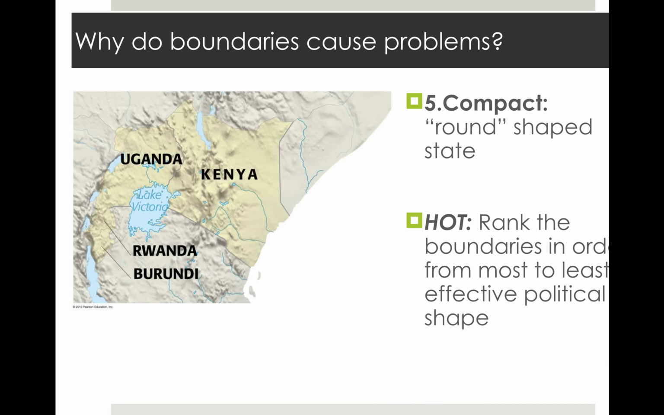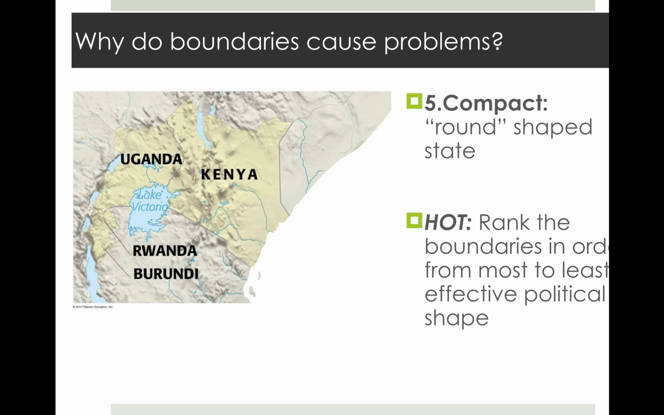A compact state is actually what most people would consider to be the ideal round-shaped state. Do not worry about the hot question there. That would have been what we did if we had done this in class. So the compact state, think of it just like a round state. Women carry little makeup mirrors sometimes in circles that are called their compact. So they're a little circle. Just think of the compact state as being as close to a circular or round-shaped state.